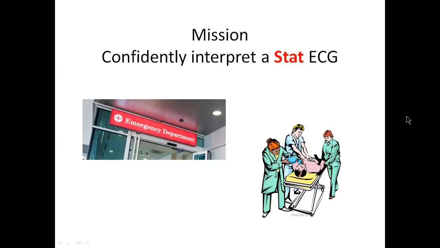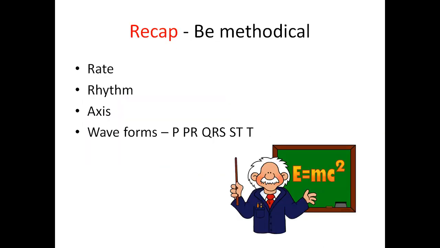So, our goal is to teach you to interpret a stat ECG if you are on call in the ER soon after graduating from med school. So let's recap. On the first video, you learned that you have to follow a sequence. And the first thing you have to do when you get an ECG is to look at the rate. Next is rhythm, and then you look at the axis.